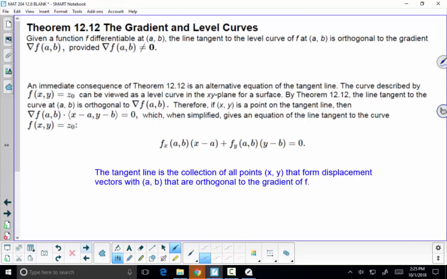Okay, so we are going to look at some examples and see that the gradient is in fact orthogonal to the level curves. And if it's true, which it is, we can come up with another way to find the equation of a line.